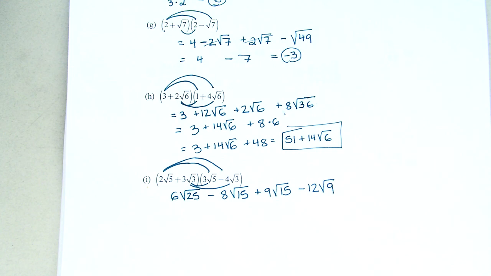I'm getting 6 root 25 minus 8 root 15 plus 9 root 15 minus 12 root 9 for my first line of FOILing. When we're adding, the insides are the same. So the numbers that are inside, you don't change them. You keep them because that's what makes them like terms. And if it's like 2 and 2 on the outside, you can just subtract or add them. Right, exactly.